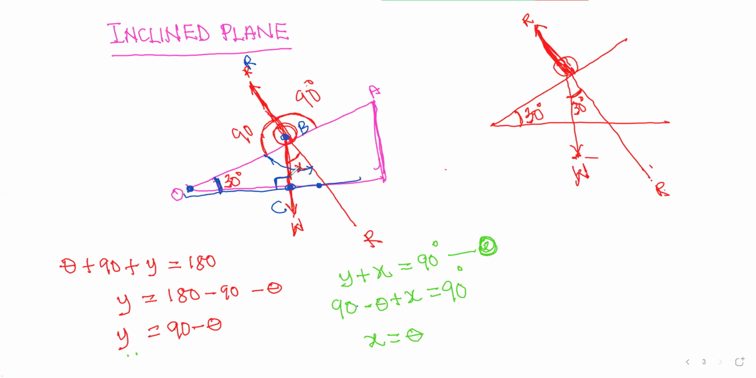So this is 90. So if this angle is A, we know that A plus X must be 90. A plus X must sum up to be 90 degrees. So if this is 90 and this is 30, what will be the value of A? If the angle at C is 90, angle at O is 30, what will be the angle A? Yes, anybody?